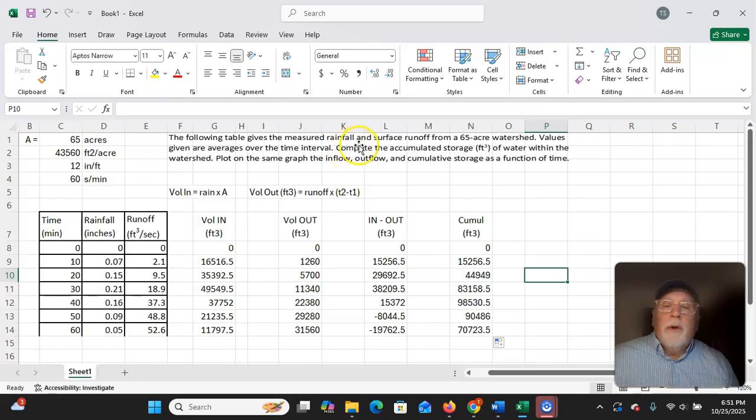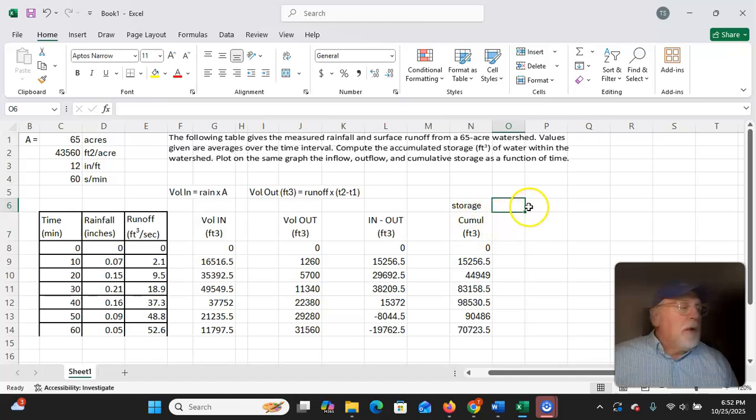So I can compute the accumulated storage of water within the watershed. That's right here. That's the storage. And then we want to plot this. By the way, I could also do this if I was interested in how much total volume has come into the watershed, how much total volume has gone out of it. I could do an accumulation column for the in and the out. But just for the difference, I only need one accumulation column.